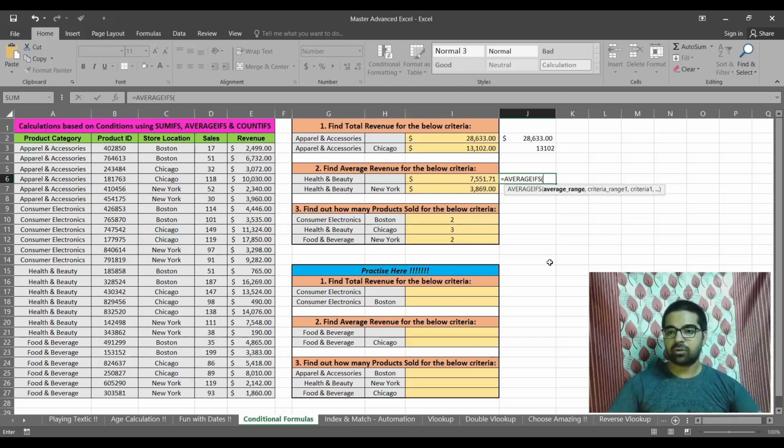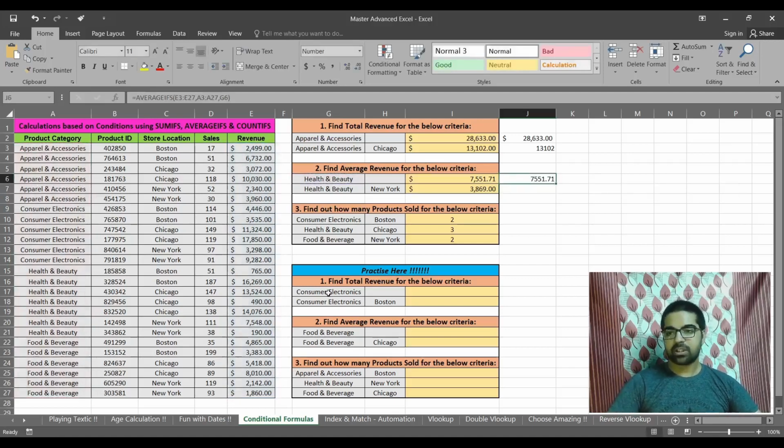Okay, so this is our revenue range. For this data we want average. Comma. Where is your criteria range 1? This is our health and beauty criteria. Where is its range? Here it is its range. Comma. Where is criteria? This is our criteria. Bracket close, enter.